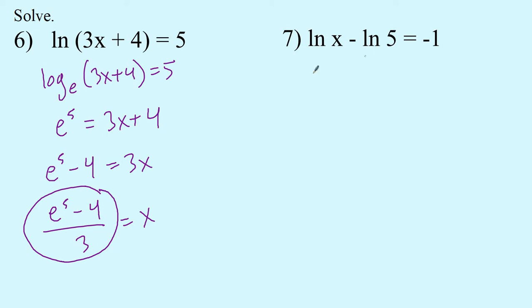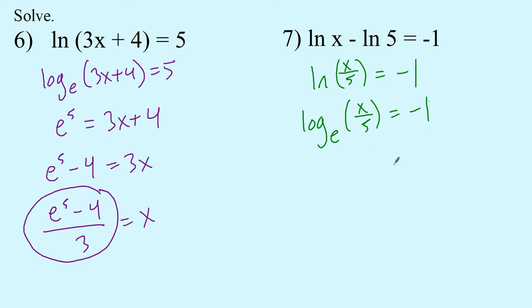Number 7. We get natural log of x over 5 equals negative 1. Again, writing it as log base e really helps a lot of my students. Okay, we do our loop-de-loop. e to the negative 1 equals x over 5. We multiply, we get 5 times e to the negative 1.